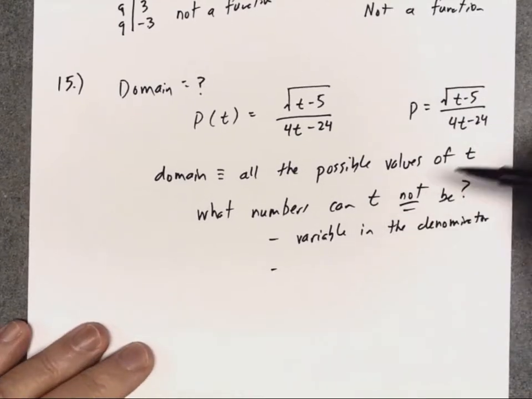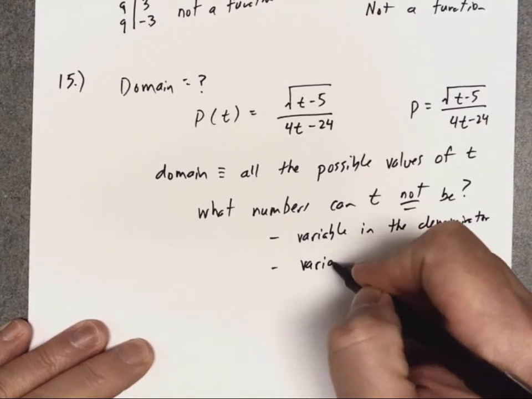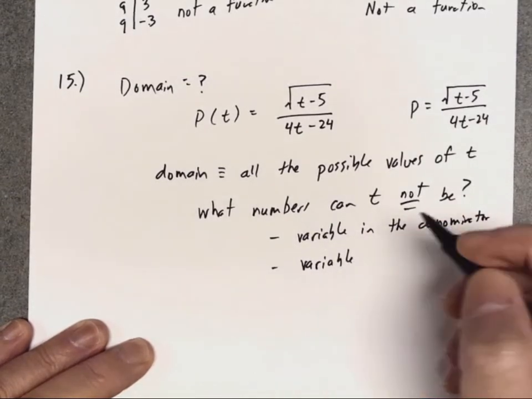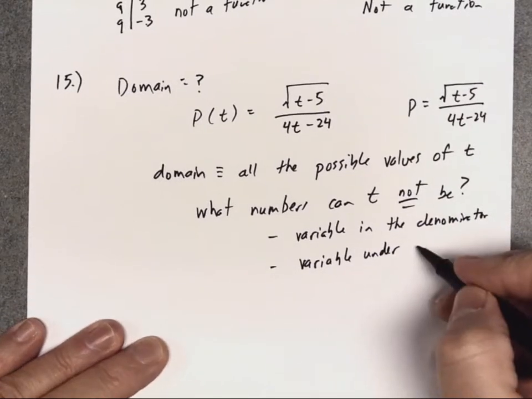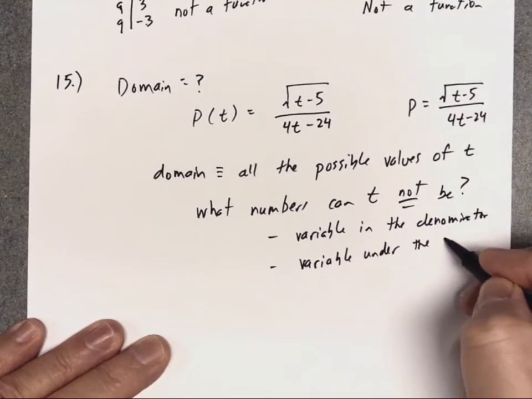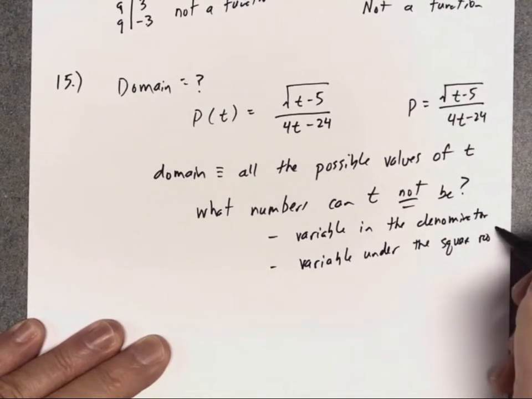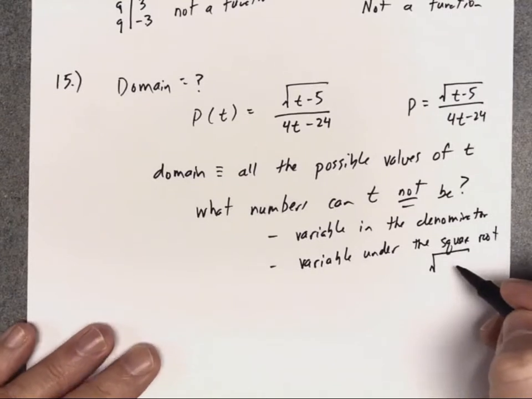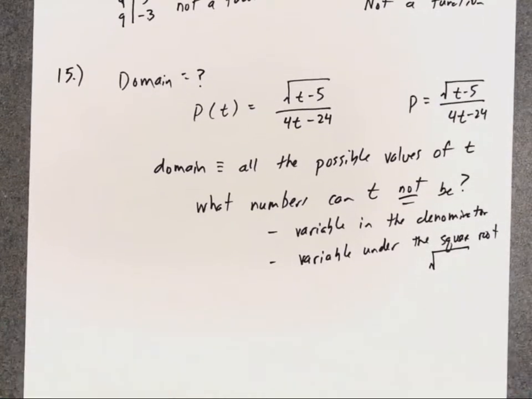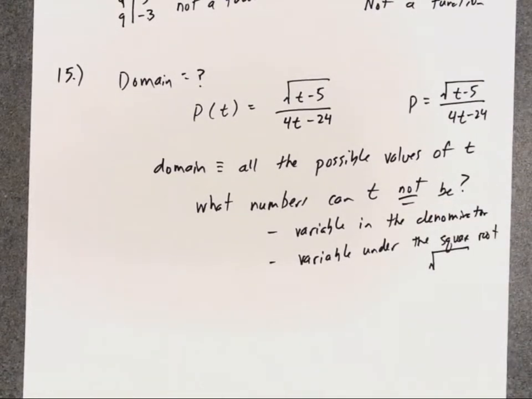And the second thing I have to think about, when I look at a function or an equation, do I have any variables under the square root? In other words, that's a square root sign. Does my equation or function have any numbers under the square root? These are the only 2 situations that I have to worry about.